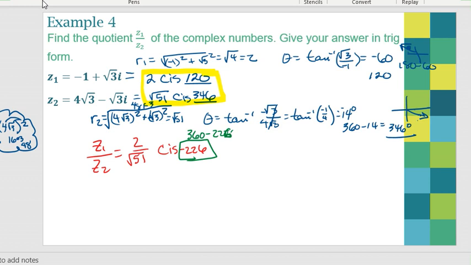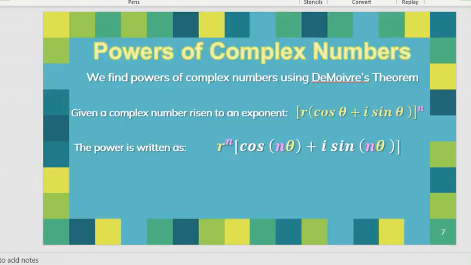360 minus 226, and I got 134. So this is 2 square root 51 over 51 cis 134. If you turn all of this into decimal, you would have 0.3 cis 135. Done. Okay? Either one I will take. But if it's asked to leave it in square root form, that's how you do it.